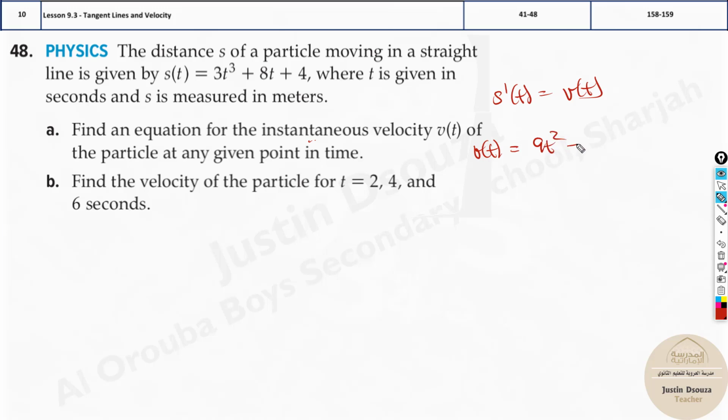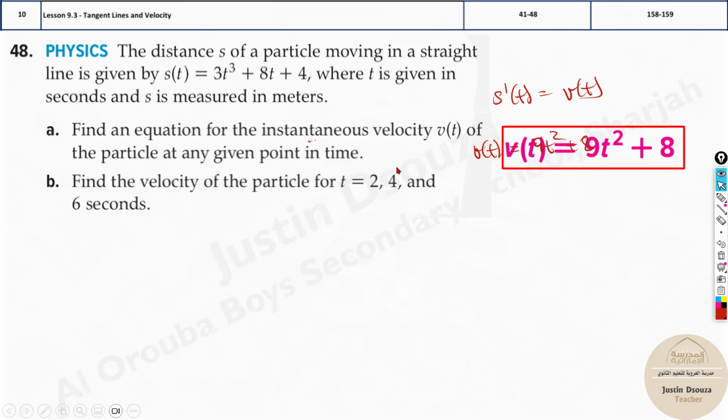It will be 9t squared plus 8. Then this will be 0. That should be the answer. And what next? Find the velocity of a particle for t is equal to 2, 4, and 6. You need to find for velocity. All you need to do is put these values over here in this equation, or you can use your calculator.